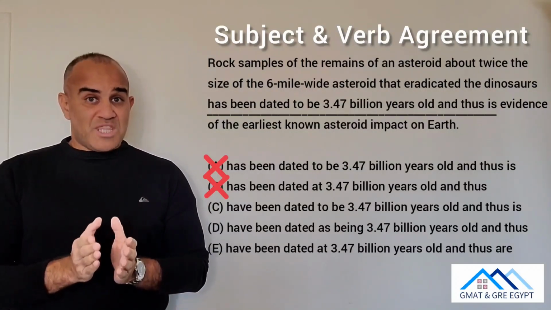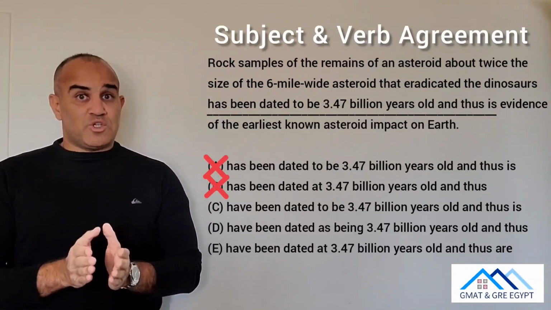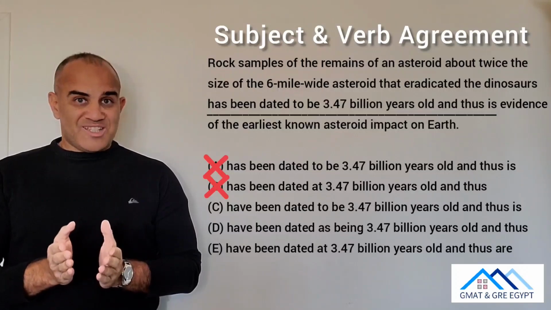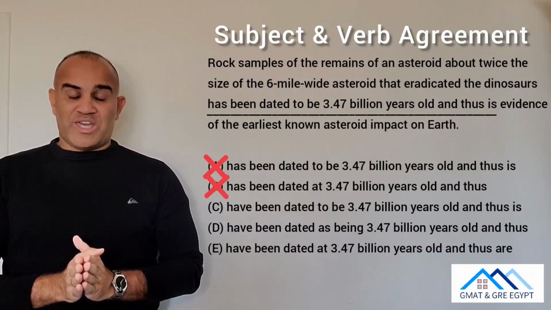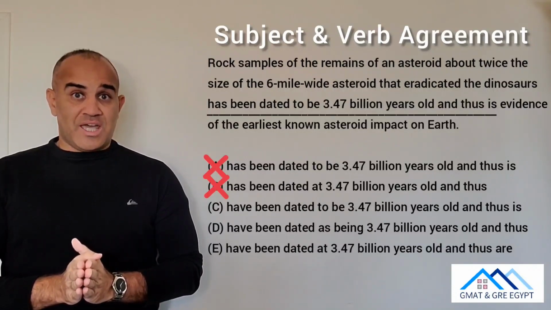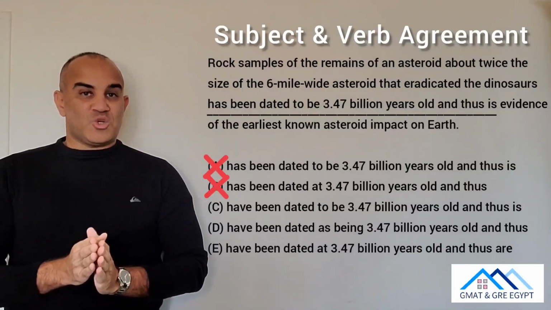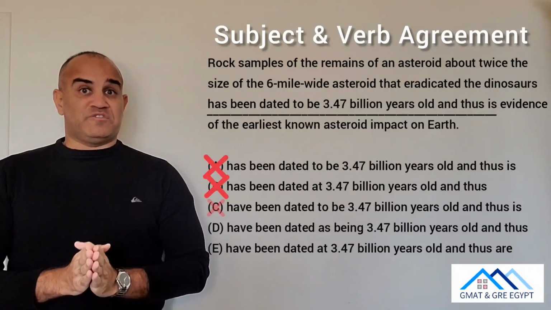C should be eliminated because it ends with the verb is. The subject is still the rock samples, plural. So I can't say and is, I should say and are. So we have choice D and choice E left.